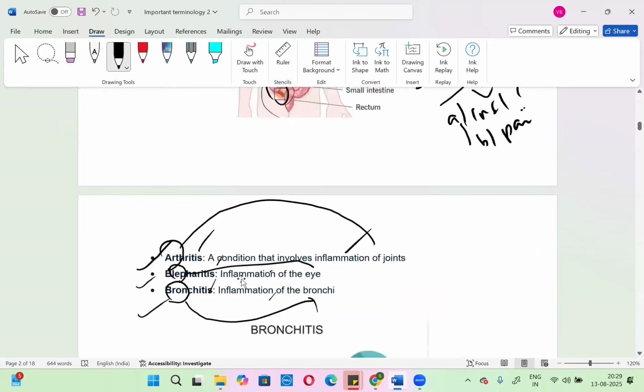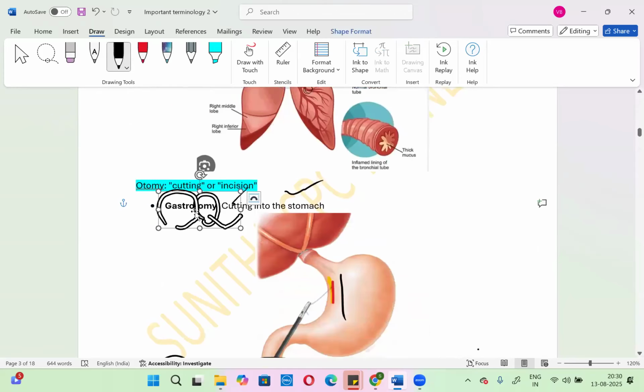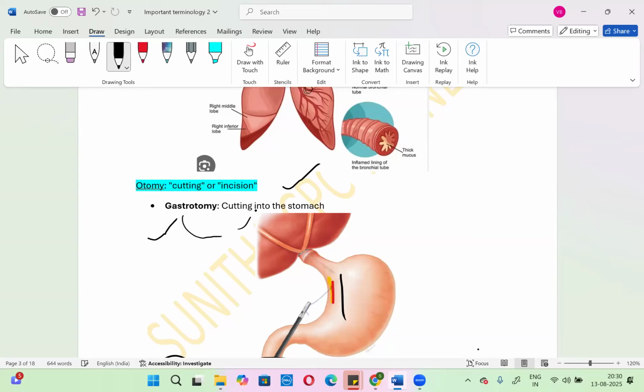Okay. So the next thing is otomy. Otomy is what? Cutting or incision. They are doing incision in a particular location, organ, or particular site. For example, gastrotomy. Otomy is cutting. Where they are doing the cutting? In the stomach. Okay. Otomy, cutting or incision. Both are same, cutting or incision. And take down the example gastrotomy.